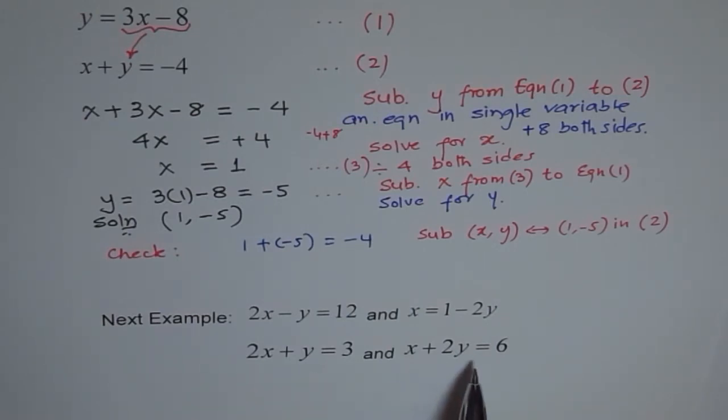Or you have an option. You can also isolate x. You can write x equals to 6 minus 2y and substitute x as 6 minus 2y, solve for y, correct? Once you get y, then you can use this equation to get x. These two examples, do it on your own. I do have video solution for these, which you can check later, okay?